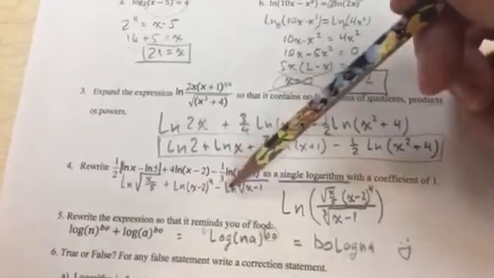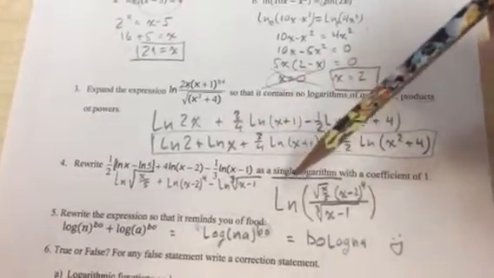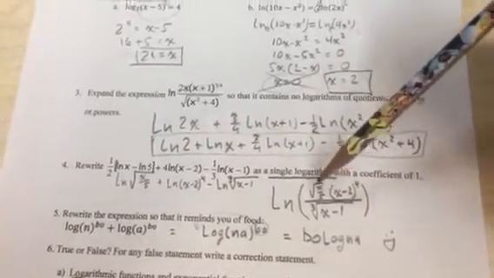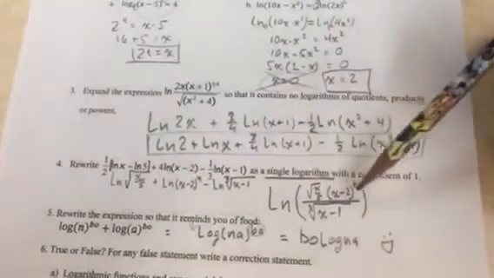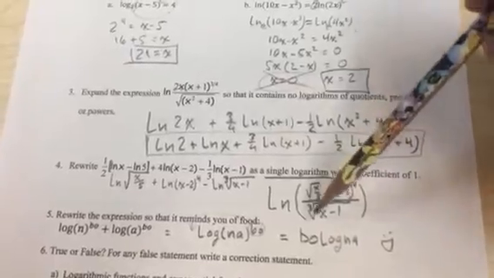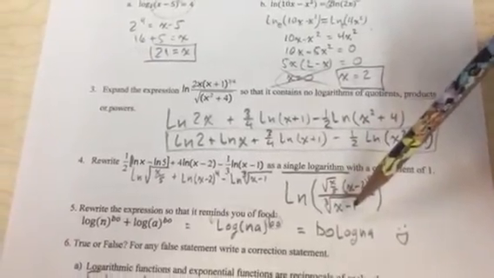Difference of logs means log of a quotient, and I've got a single logarithm here now. So I've got this root x over 5 times x minus 2 to the 4th power in the top of the fraction, and then cube root of x minus 1 in the bottom.